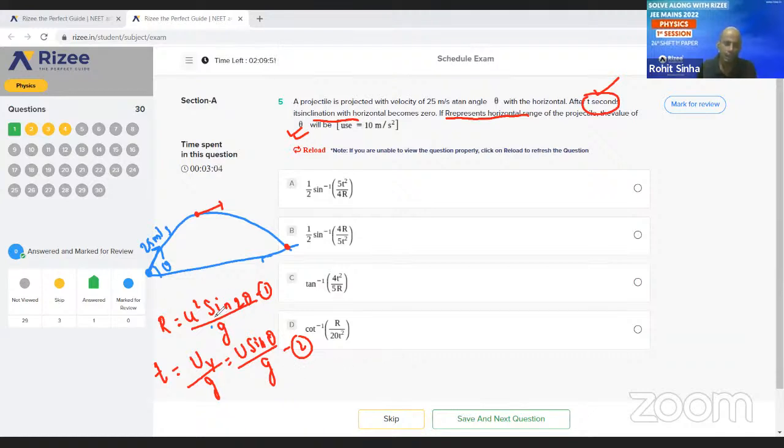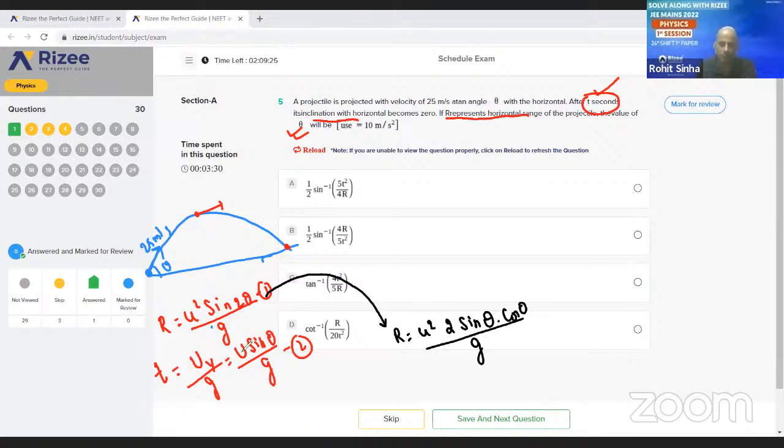You can see here from equation 1, let's see how we can solve it. Range is equal to u square 2 sine theta, I am breaking the value of sine theta, 2 sine theta into cos theta by g. Now from here, u sine theta by g is the time period t.